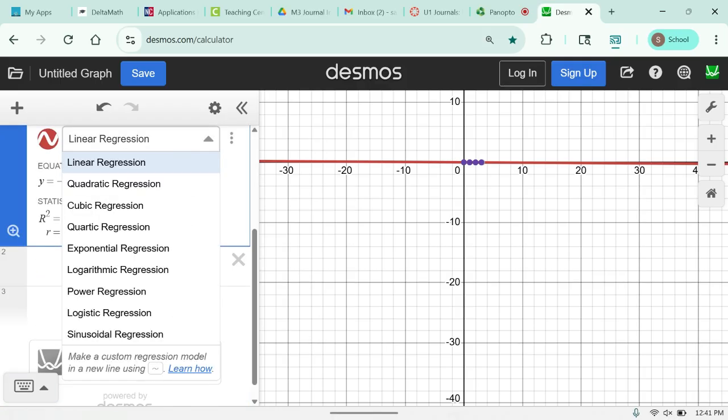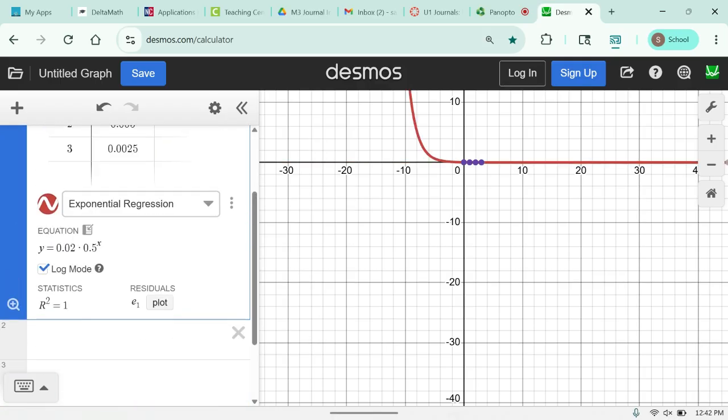If you're using regular Desmos, like if it has a little log mode check off, make sure it's checked off. Once you have that equation, write it down on your paper.